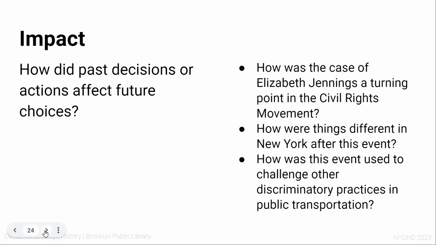So we have moved from those very simple, basic closed-ended questions, you know, who? Well, Elizabeth Jennings. Now we're talking about her impact. How was the case of Elizabeth Jennings a turning point in the civil rights movement? How were things different in New York after this event? How was this event used to challenge other discriminatory practices in public transportation?